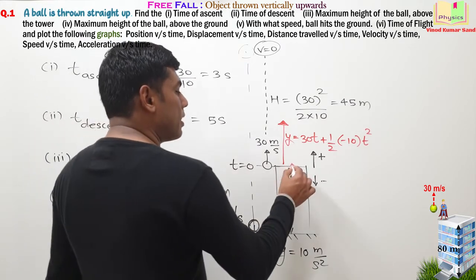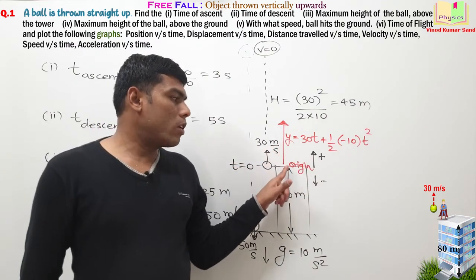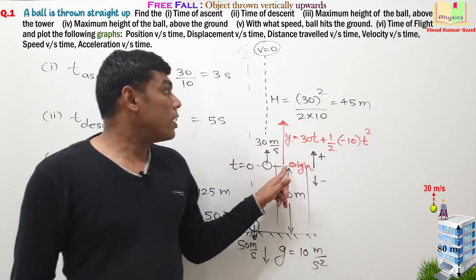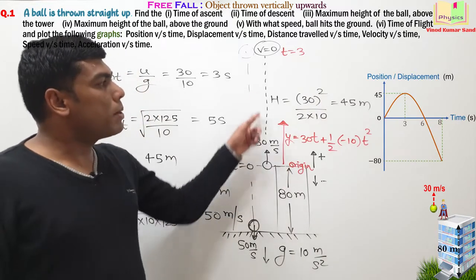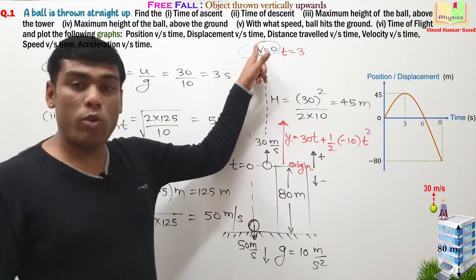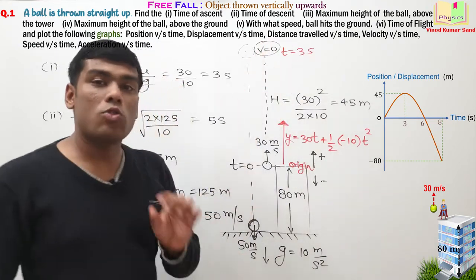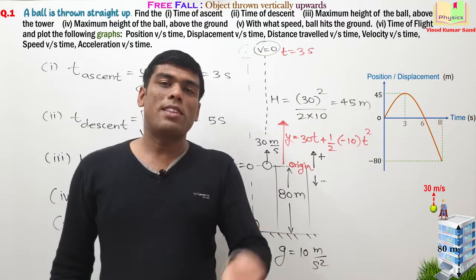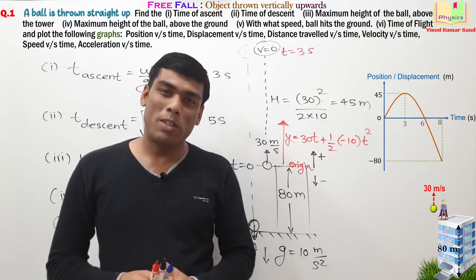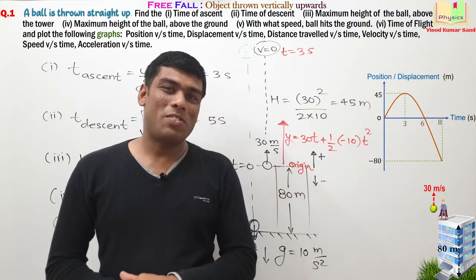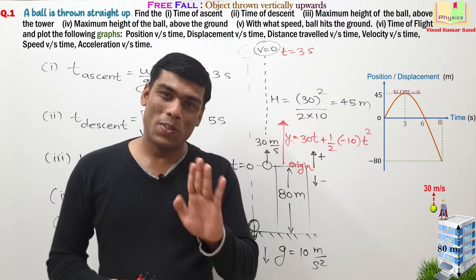Suppose here I set up the origin. It means at t equal to 0, the y coordinate will be 0. Then at t equal to 3 seconds, the y coordinate will be maximum, which will be equal to 45 meter. And at t equal to 3 seconds, the velocity will become 0 momentarily. How do we obtain the velocity from the position versus time graph? Simple, using the slope of the position versus time graph. You check it yourself. At t equal to 3 seconds, how much is the slope of the position versus time graph? 0. Okay.